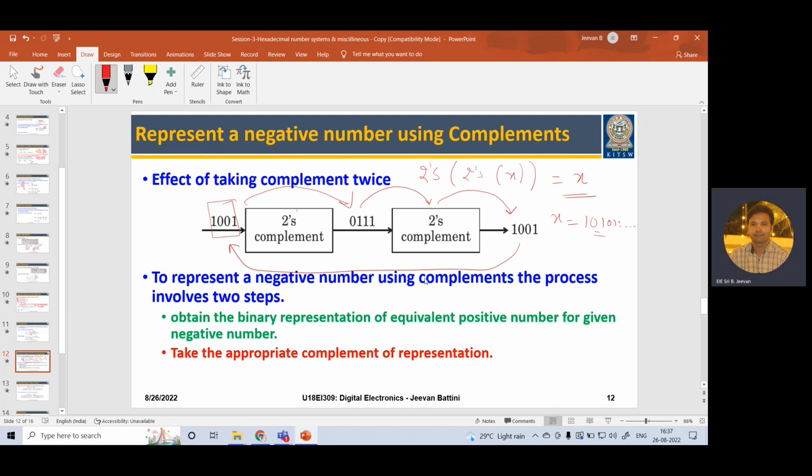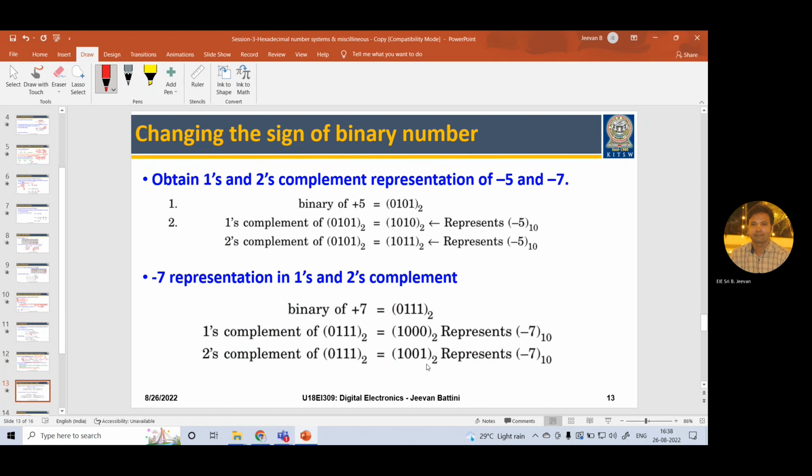So to represent a negative number using complement, the process involves 2 steps. First, obtain the binary representation of the equivalent positive number and take the appropriate complement of that representation. So first represent it as a positive number, and then do the complement. So this is how the sign of the number gets changed.